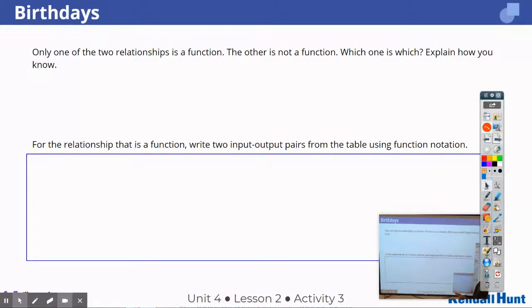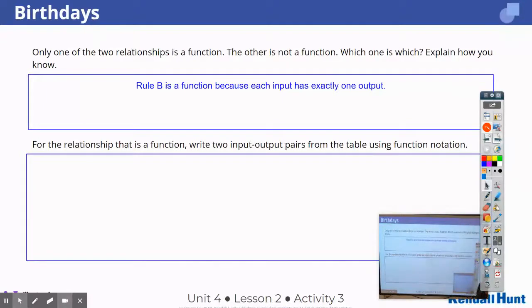Which one? The one that's a function is rule B. Rule B is a function because each input or person has one specific output or birthday. The other one is not, because you get multiple outputs for the same input.